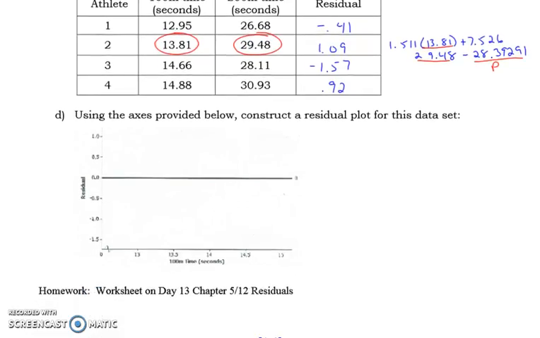Now, using the axes provided, construct a residual plot. So for athlete 1, he had 12.95 in the 100 meter time and negative 0.41. And then 13.81, he had 1.09. And then 14.66, he had negative 1.57, which is down here. And then at the 14.88, he had a residual of 0.92, so he's up here. And there's my residual plot. Now, if you notice, the residuals are random about the x-axis, meaning the linear model is a good fit.